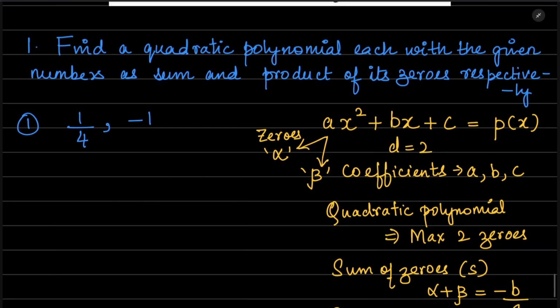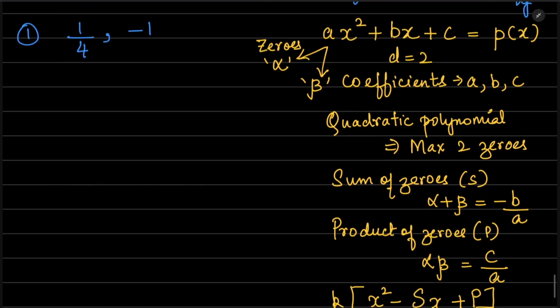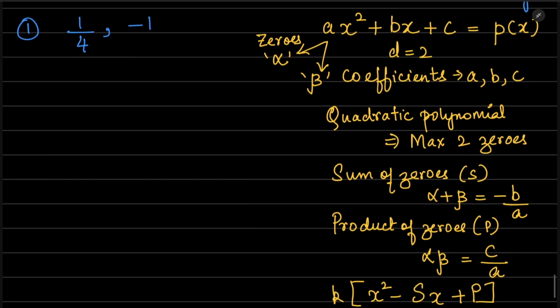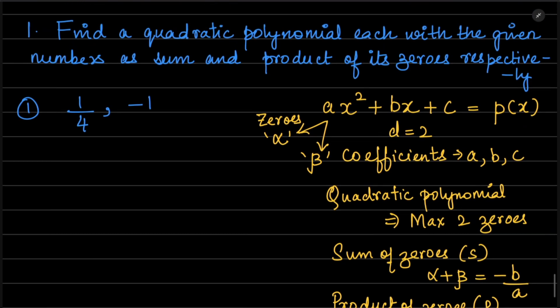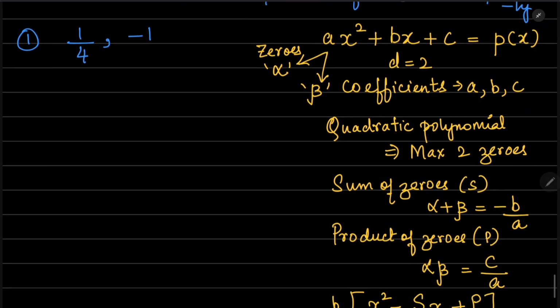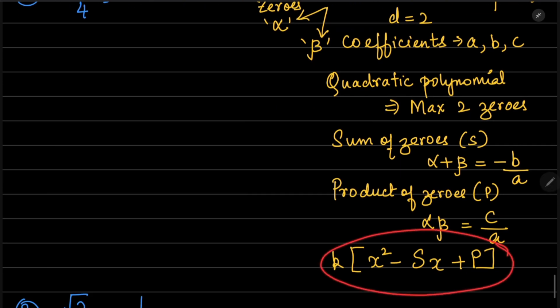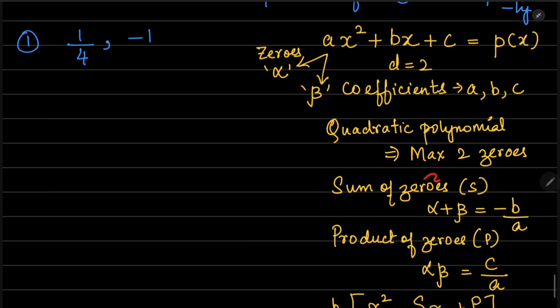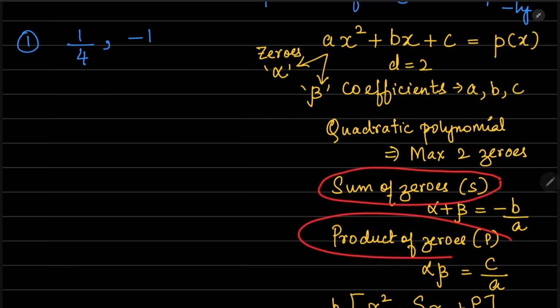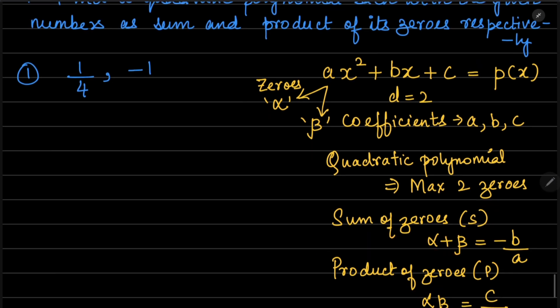Now, let's get back to the question. I hope you understood this. This is just theoretical, but this knowledge is needed for solving today's question. Find a quadratic polynomial, each with the given numbers as sum and product of its zeros. As I told you, the sum of the zeros is given to you and the product of the zeros is given to you. So let us do it. This is the sum and this is the product.